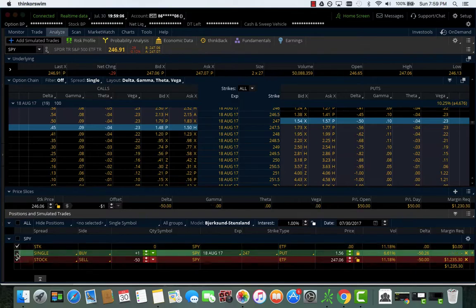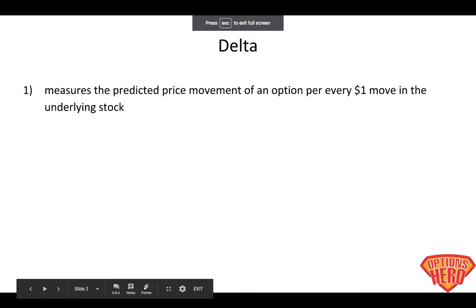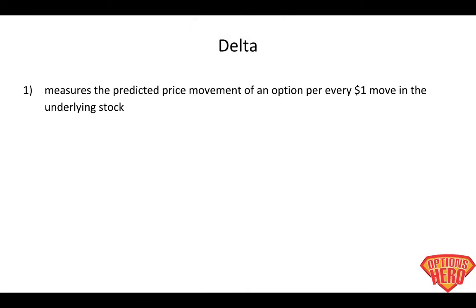right? Here, we make 50 bucks, so it's the same thing. It's the exact same thing for, again, fractions of the cost. So that's really cool. Delta tells us a lot of things. Let's go over that again real quick. What is delta? Delta does two things. Not only does delta measure the predicted price movement of an option per every $1 move in the underlying stock, but it also tells us what our synthetic equivalent of stock is for every single option. So that's all an option is. All an option is, is synthetic shares of stock for significantly lower.